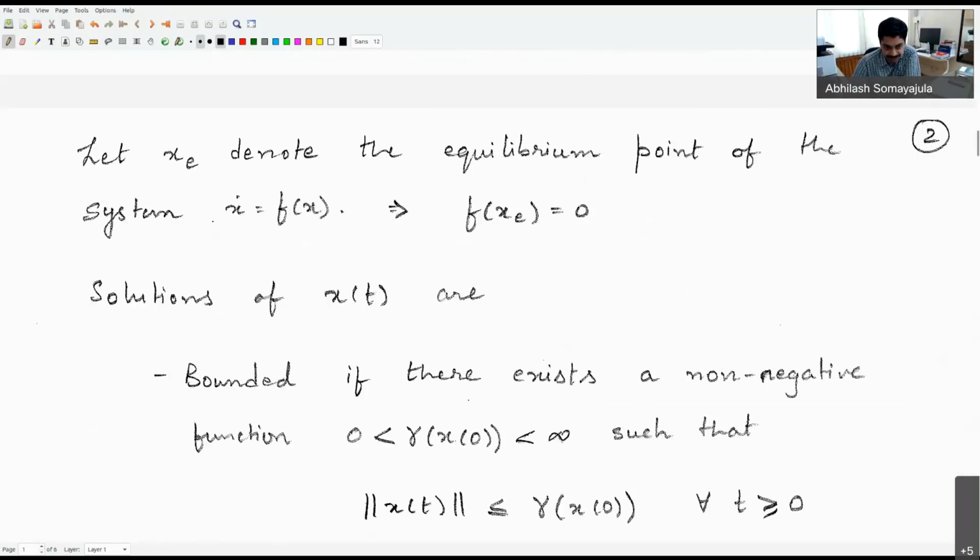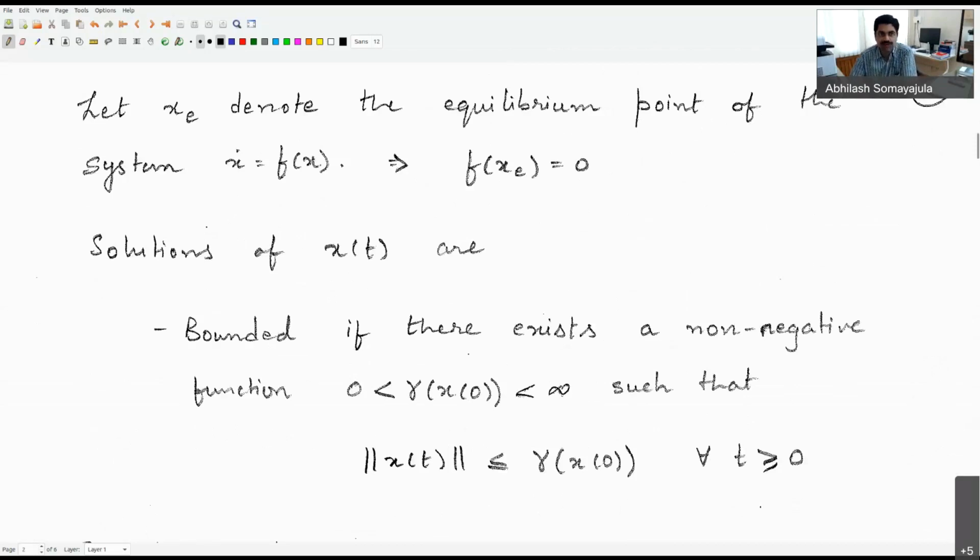All right. Now, let xe denote an equilibrium point for this system, x dot is equal to f of x. Okay. This implies f of xe is equal to 0. I want you to take some time and think about this. Is this making sense? If xe is an equilibrium point, why should f of xe be equal to 0?